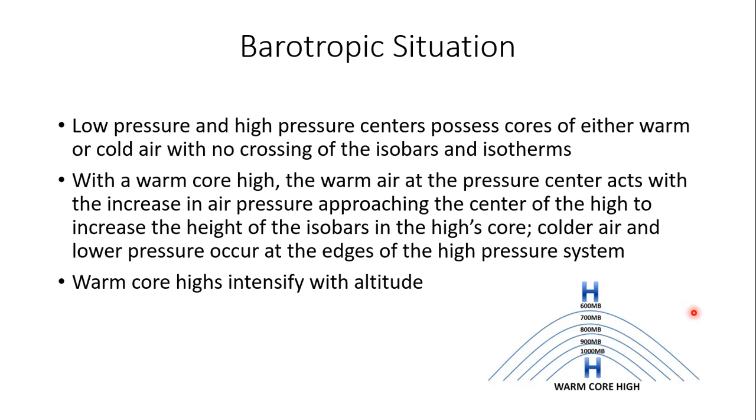Right? A good example of a warm core high is the Azores-Bermuda subtropical high pressure system in the Atlantic Ocean. In the summertime, this is a great depiction of what it looks like from the surface into the vertical, high up in the atmosphere. It actually strengthens with height.